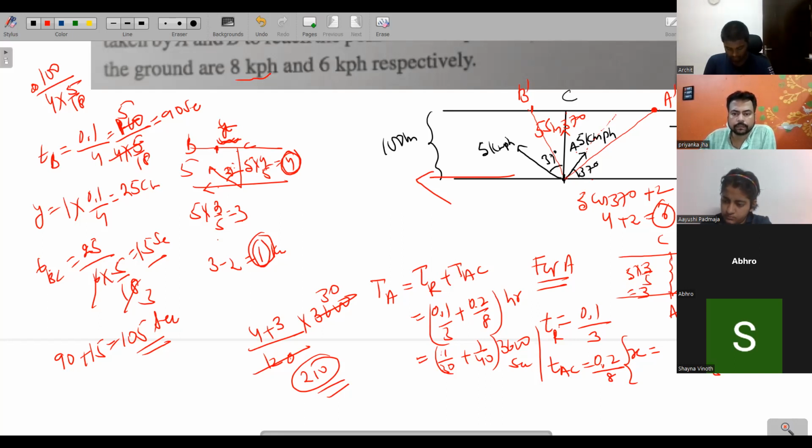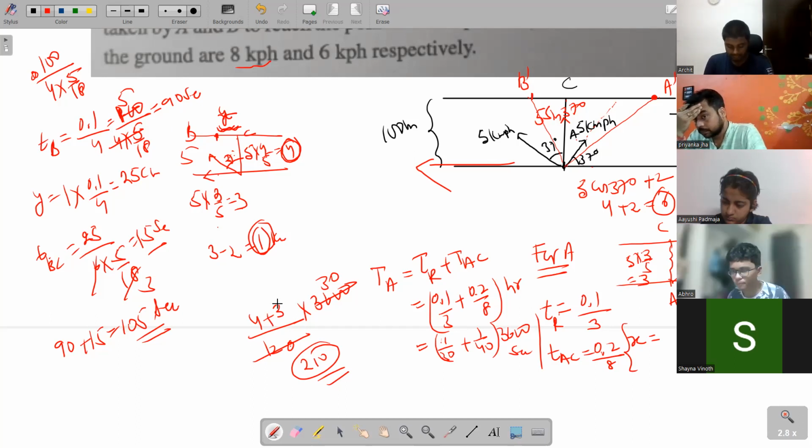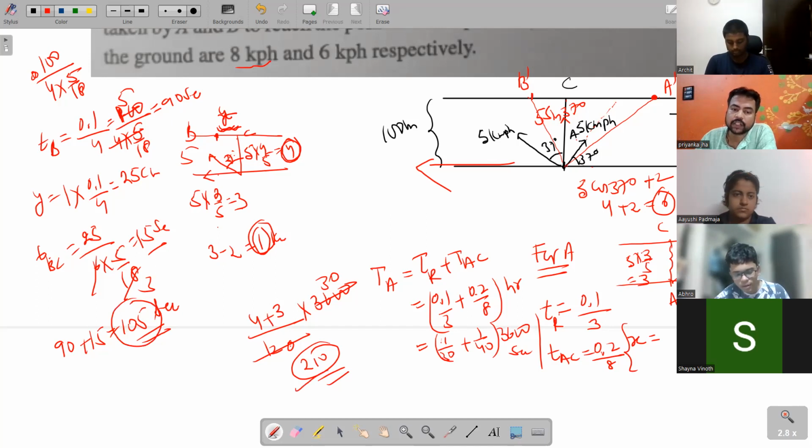Noted, guys? Done, written down? So you can see that B takes 105 seconds and A takes 210 seconds to cross the river and then reach C. So obviously B will be faster.